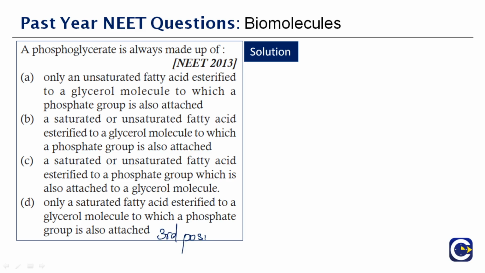Okay, and remember this, it is an intermediate in the metabolic pathways like glycolysis and Calvin cycle. It has roles as a fundamental metabolite and also plays an important role in algae metabolism as well. So see how important it is. Okay, now coming to the question here, a phosphoglycerate is always made up of dash.